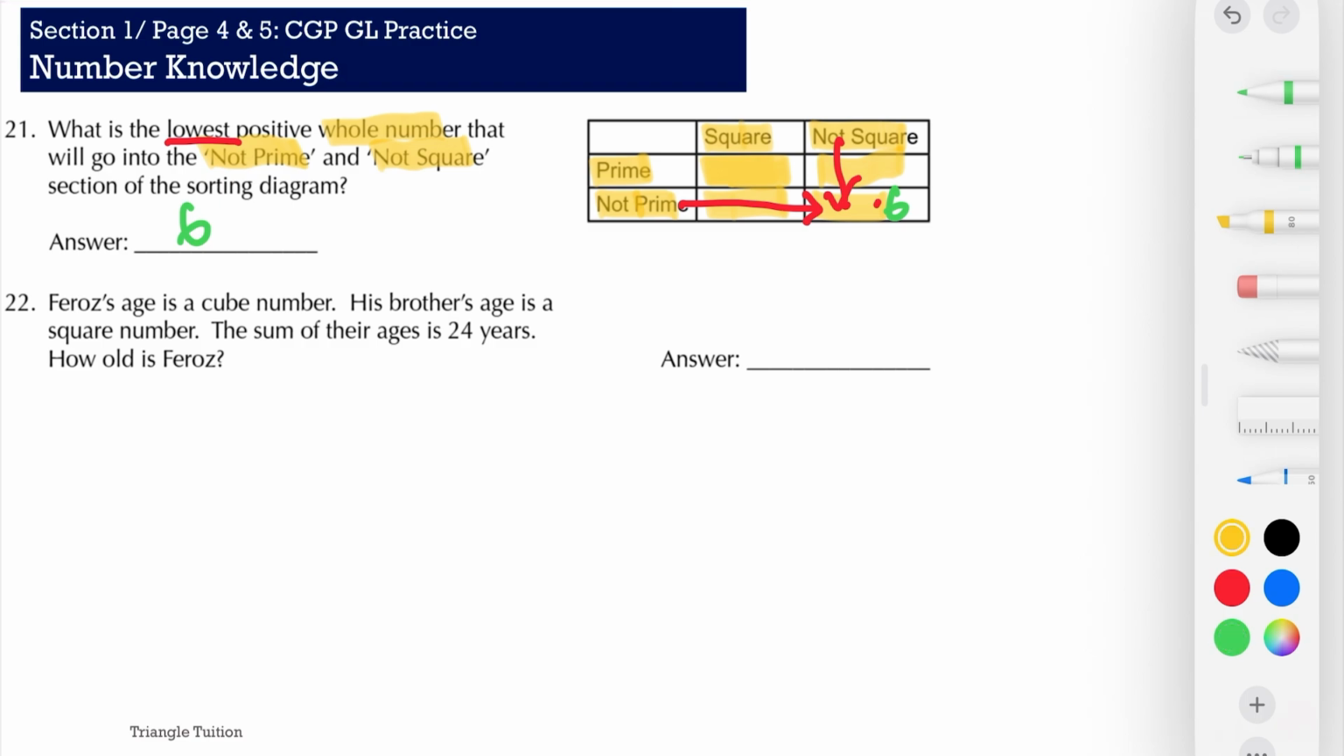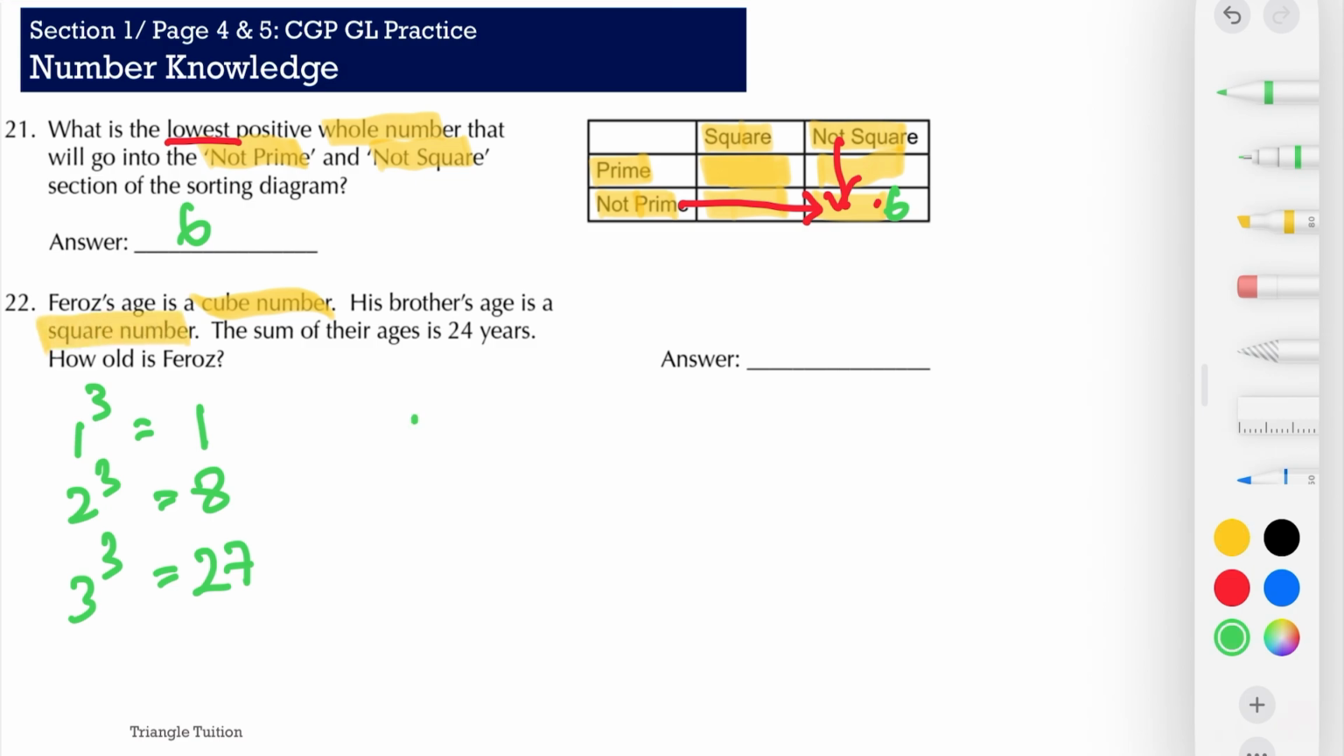Pharaoh's age is a cube number. So we will list out quickly what the cube numbers are. So this is like 2 times 2 is 4, 4 times 2 is 8, 3 times 3 is 9, 9 times 3 is 27. Now the next part is, his brother's age is a square number.